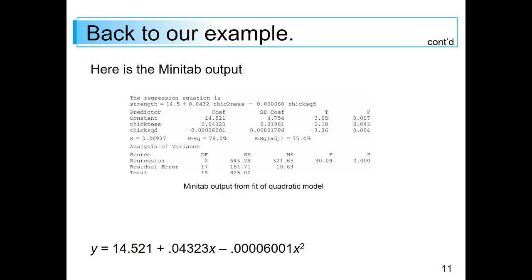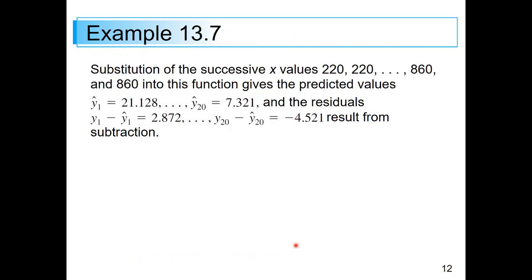So for example, here's the Minitab output. Notice that you have here thickness, but then you also have thickness squared, and that's where this coefficient comes from. So you get then that the equation is 14.521 plus 0.0432323x minus 0.0006001x squared. And so it's going to be quite easy to find out what our equations are, just as long as we set up that equation.